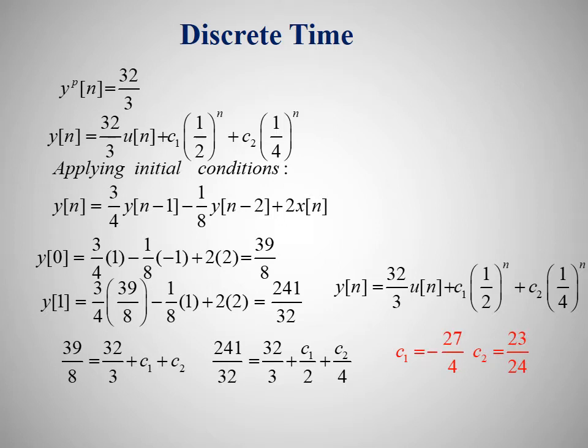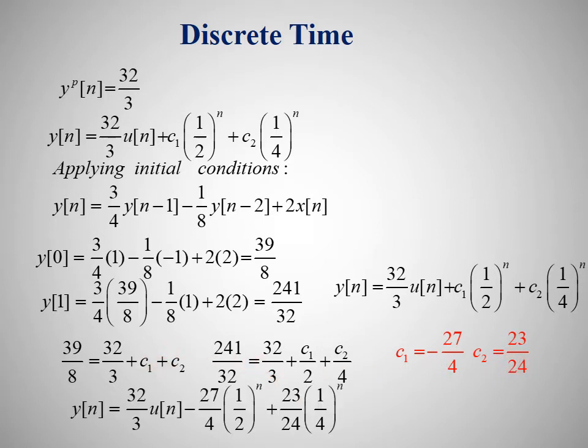Thus, on solving these two simultaneous equations, the values that we get are c1 is equal to minus 27 by 4 and c2 is equal to 23 by 24. Thus, the complete solution is y of n is equal to 32 by 3 u of n minus 27 by 4 into 1 by 2 power n plus 23 by 24 into 1 by 4 power n.